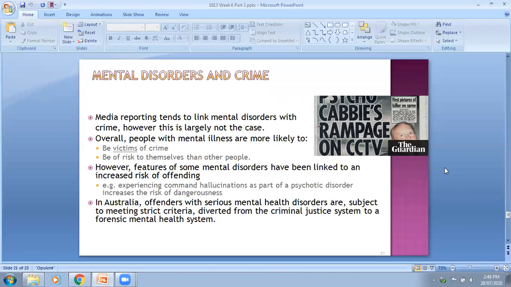Well, overall, the thing is that those with mental illness are more likely to be victims of crime or more of a risk to themselves than other people. People with mental illness are not, on the whole, a risk to the community. There are some features of mental disorders that can cause people to commit crime, such as those who experience command hallucinations as part of a psychotic disorder. And these people are people that can't recognise reality, and they believe they're being told to do things, and so they go and do it.